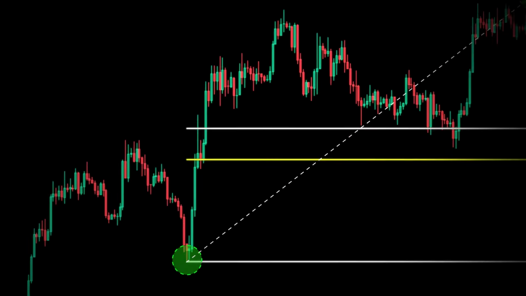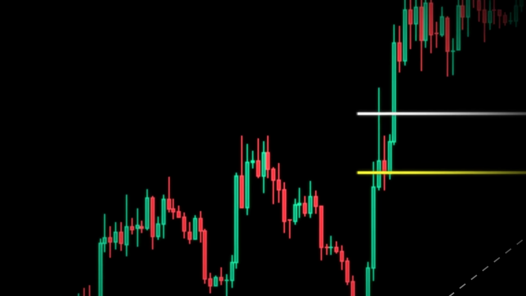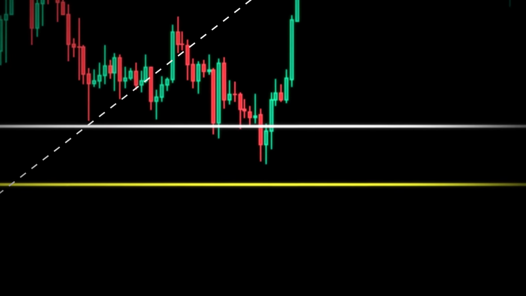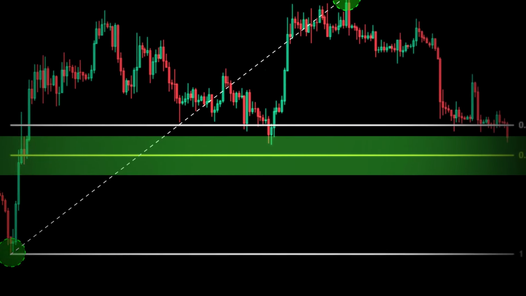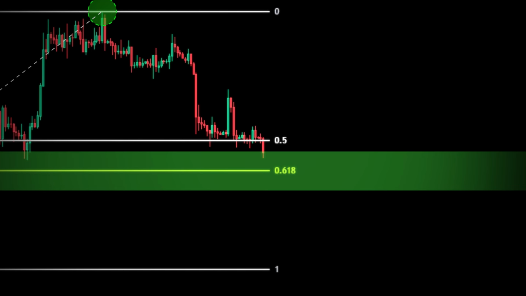Once the market has reached the 0.5 level, we'll try to identify if there's confluence with any supports or previous fibs that we've pulled. As we can see here, there's a previous swing high that has been broken and retested. So this area has become a new support area, which gives us a higher quality trade setup.